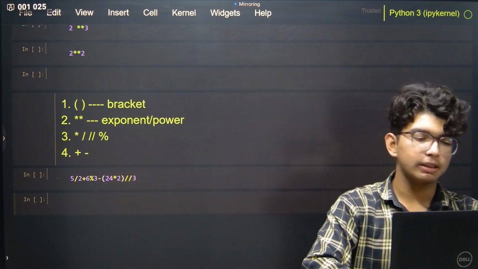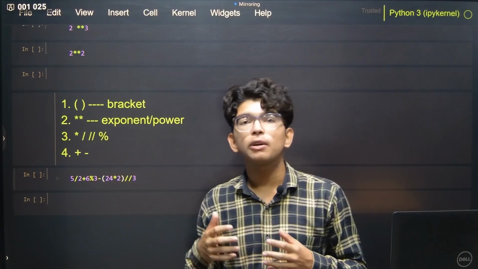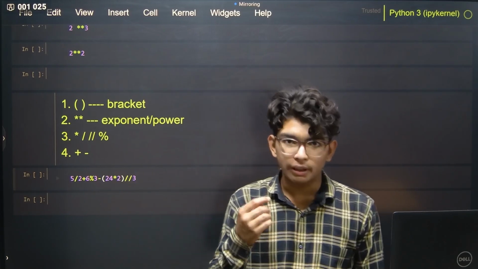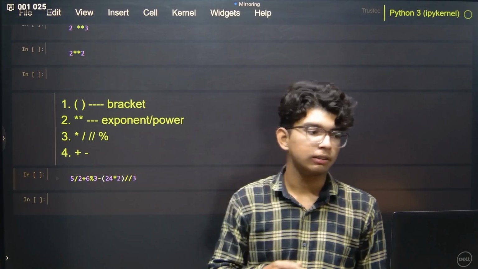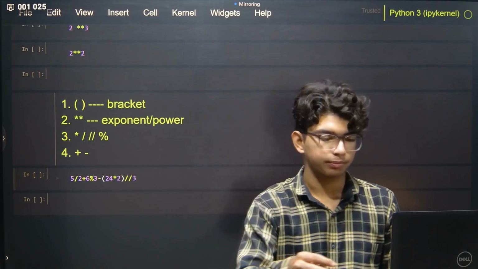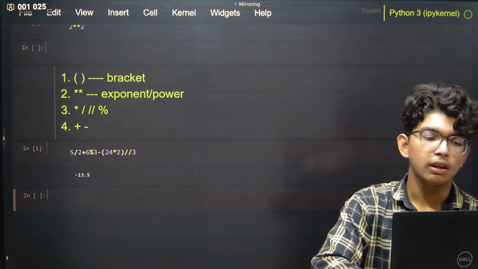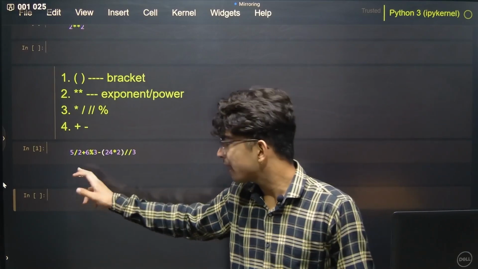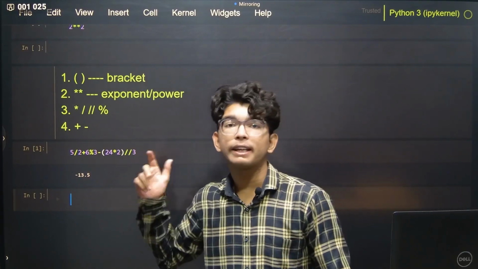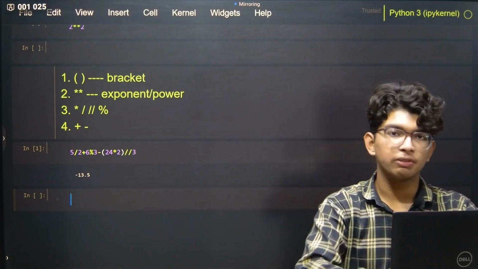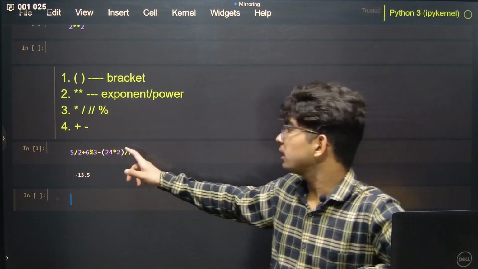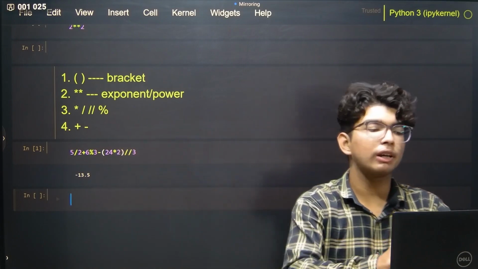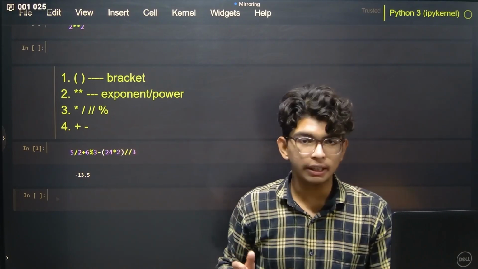Now if I simply do this, also try to do it on your own in your fair copy so that you can get the idea of how it works. Then you will understand it way better. Now here, if I run this, I get the answer minus 13.5. If I break it down with the precedence rule, first we have the bracket solved. If I solve the bracket, I will get the answer as 48, right?